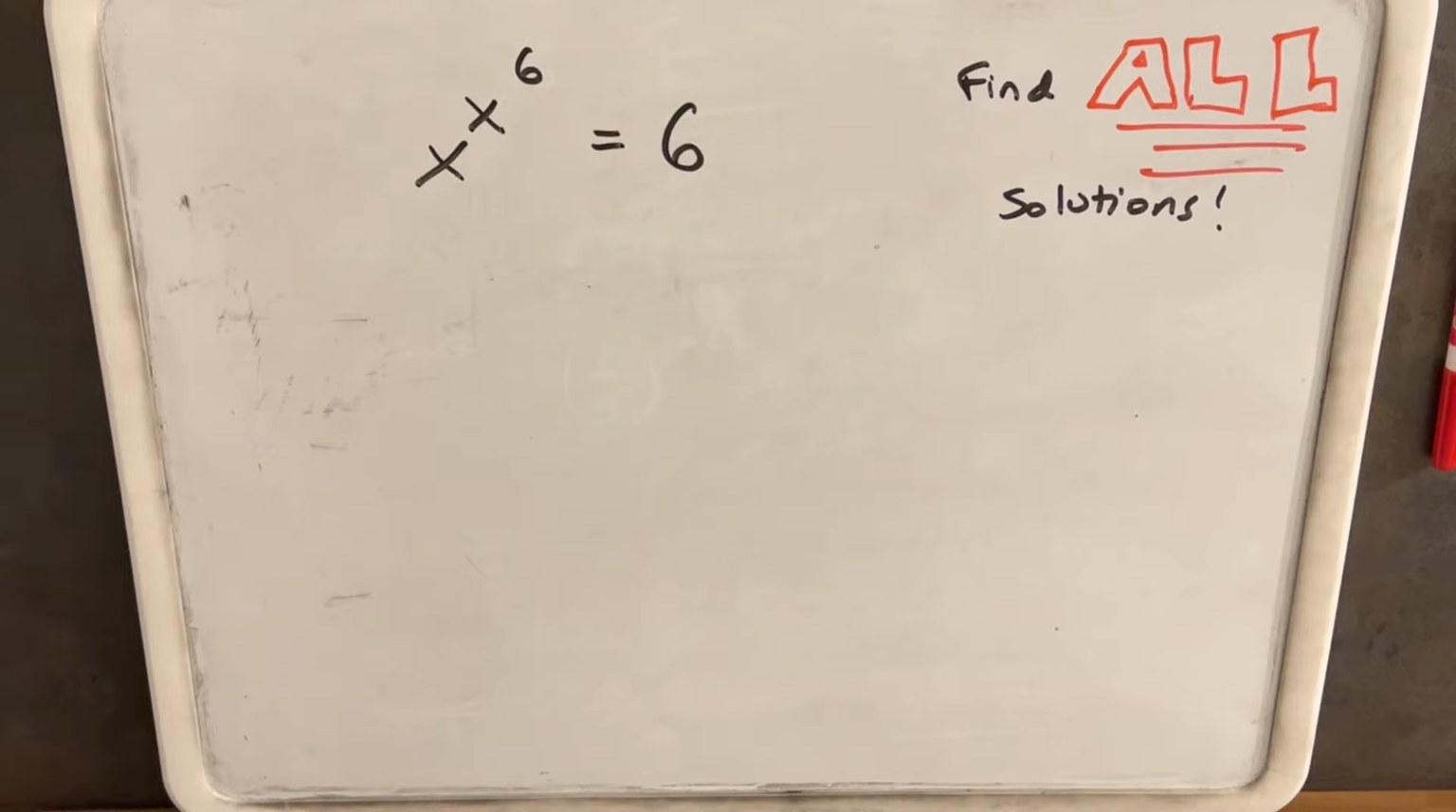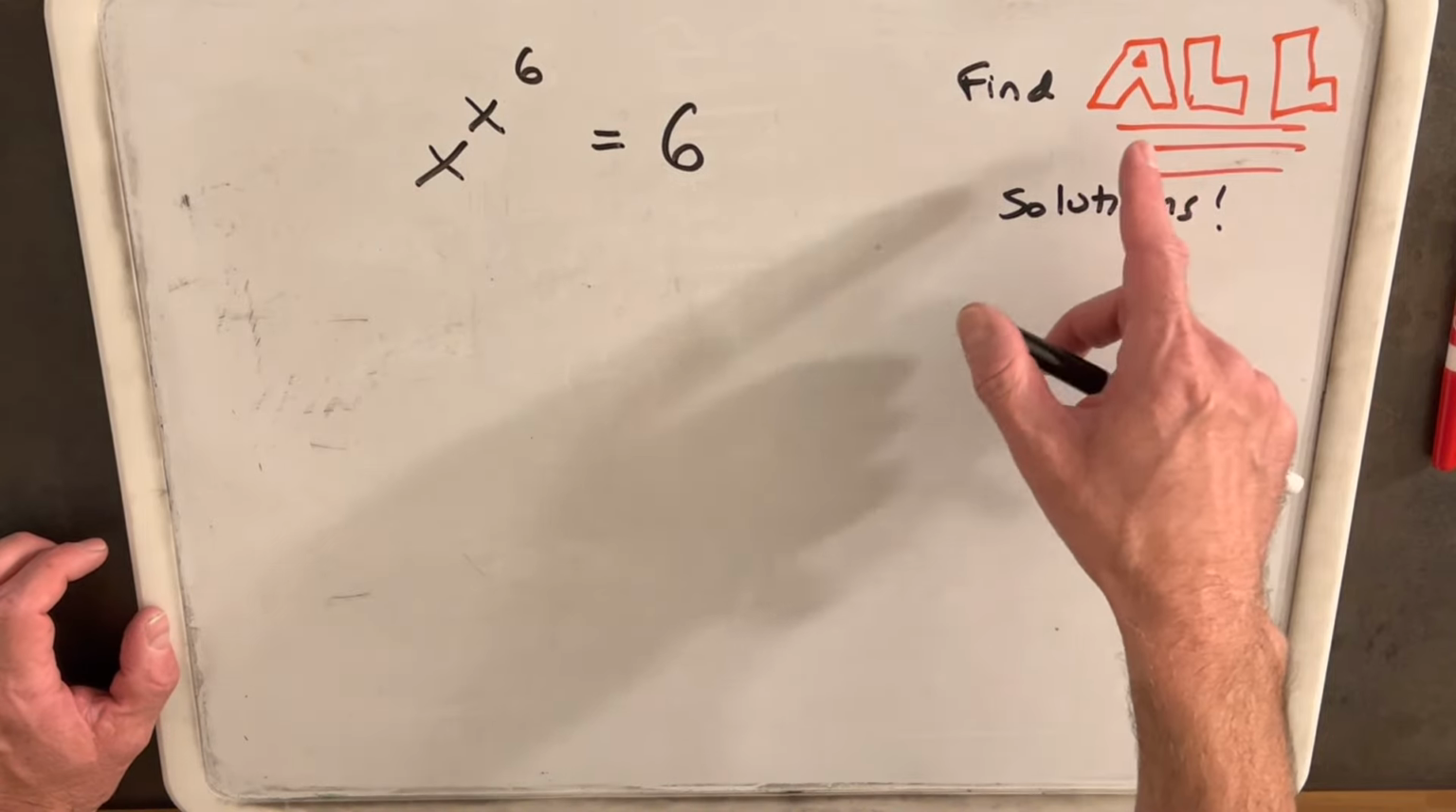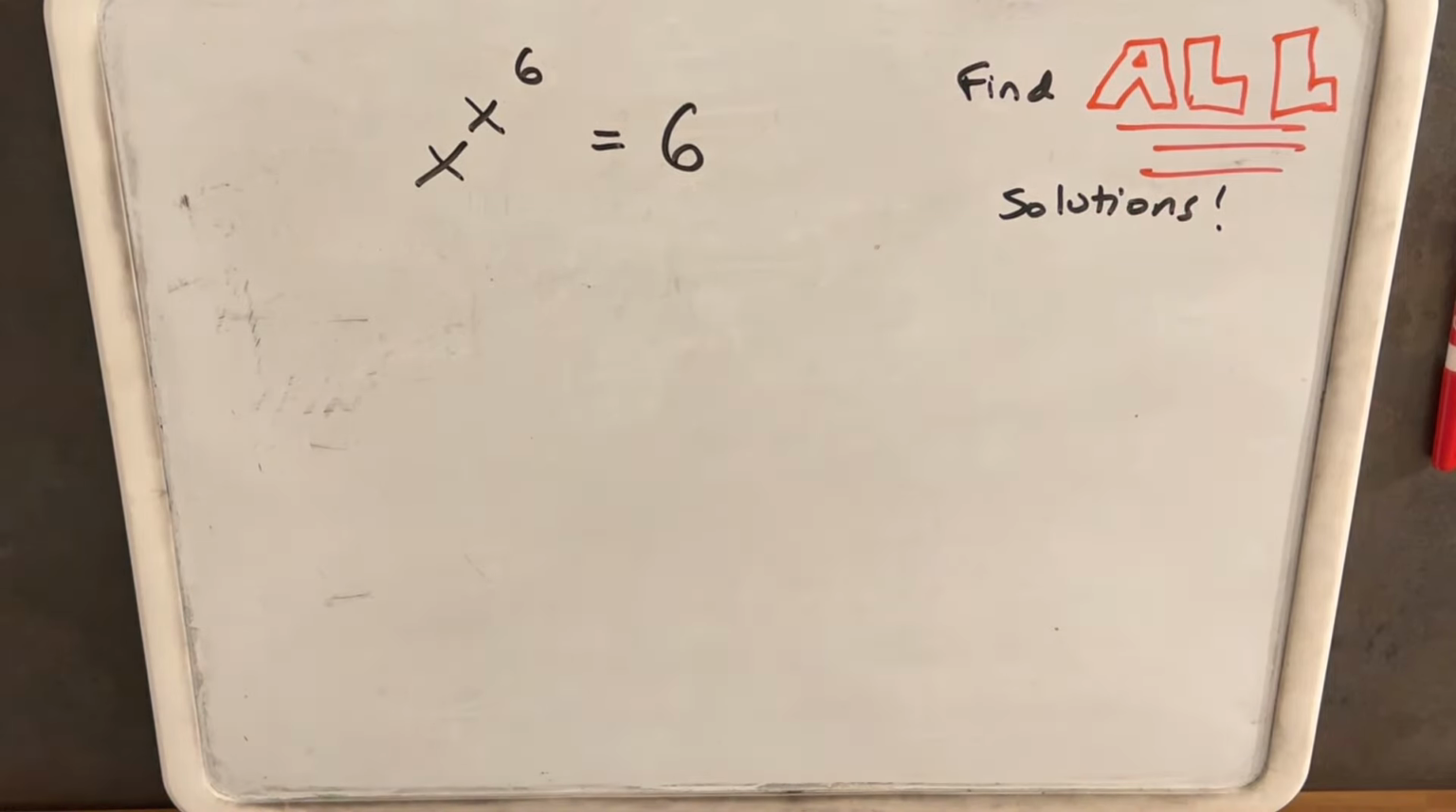Hey, we have the problem on the board, x to the 6th equals 6, and we need to find all solutions. I really tried to emphasize "all" there, so that we're not just finding the real solutions, we're going to find any real or complex solutions to this problem.